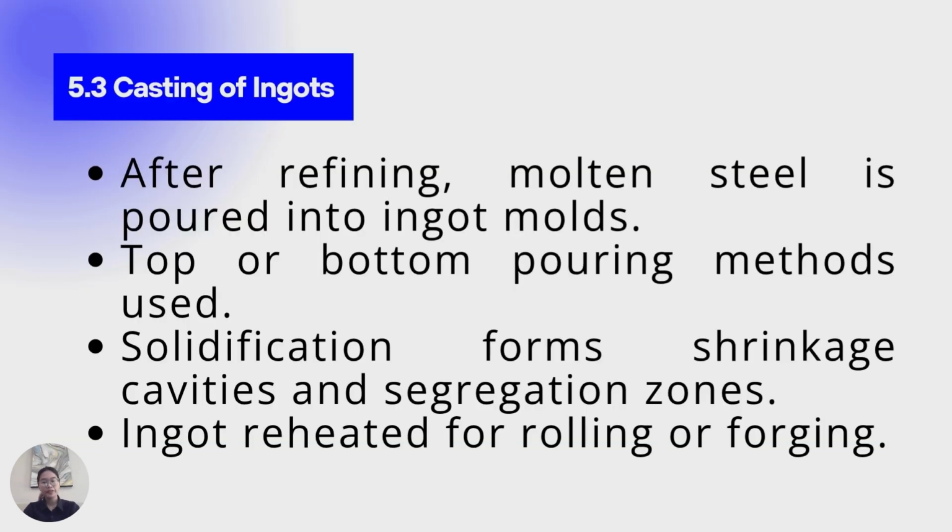The next step after steelmaking is casting, where molten steel is poured into molds to form ingots. As the metal cools, solidification begins from the mold walls inward, creating zones of varying composition due to segregation, gas evolution, and volume contraction, often forming shrinkage cavities. After solidification, the ingots are stripped from molds and reheated for further shaping into blooms, billets, or slabs.